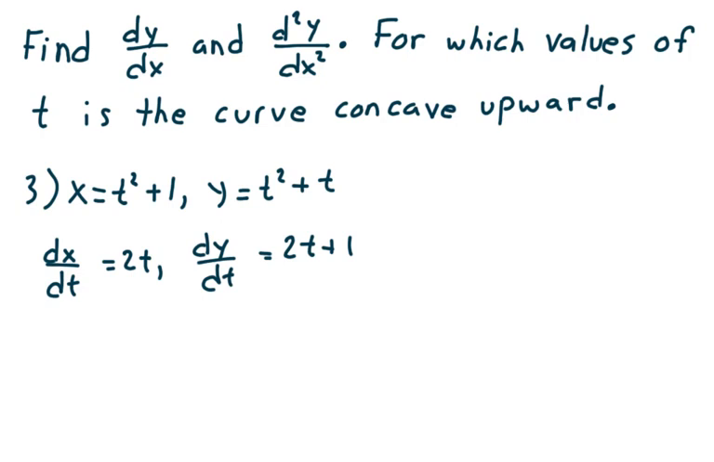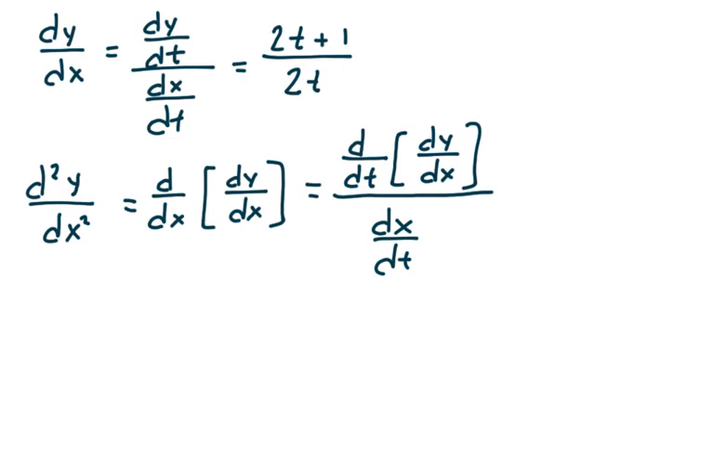The directions say to find dy/dx and the second derivative of y with respect to x. For which values of t is the curve concave upward? In example 3, suppose we're given the parametric equations x equals t squared plus 1 and y equals t squared plus t. dx/dt is equal to 2t and dy/dt is equal to 2t plus 1. So dy/dx is equal to dy/dt divided by dx/dt. So this is equal to (2t plus 1) divided by 2t.